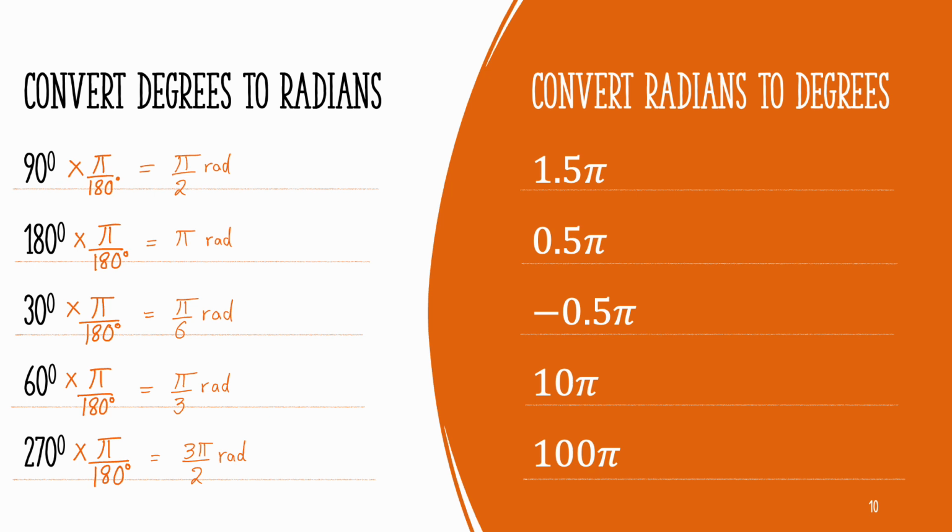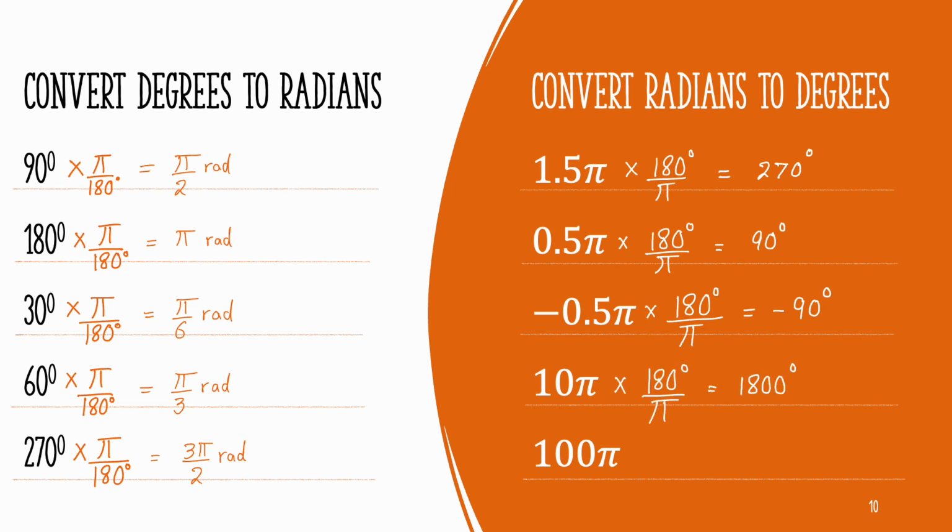Now let's try to do the same with radians to degree conversion. Now remember, we are given radians, so we want to get rid of radians. So the conversion factor that we will multiply by needs to have radians in the denominator. So we will multiply this by 180 degrees by pi radians, and that gives us 270 degrees. So half of a pi radian would give us 90 degrees. Negative of that will just give us negative 90 degrees. 10 pi will give us 1,800 degrees, and 100 pi will give us 18,000 degrees. So that is how you do your radian to degree or degree to radian conversion.